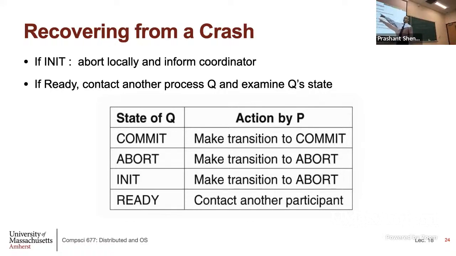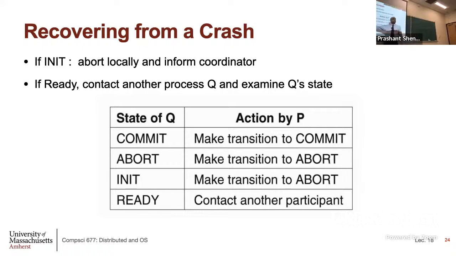So if you're in the ready state, and you've not heard from the coordinator because it has crashed, you can contact some other process Q, and depending on its state, you may or may not be able to enter the final state. So if Q is in the commit state, as I said, you know that Q received a vote from the coordinator to commit a result, so you can commit. If Q is in the abort state, you know that the decision is to abort because at least Q has voted to abort, or Q has received an election result to abort, so you can abort.